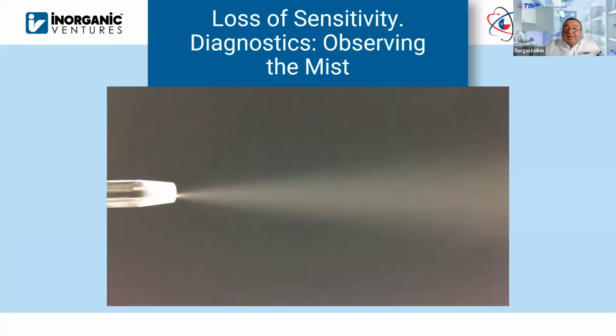So looking at the mist, if you need to, you can pull out the nebulizer right from your spray chamber and just hold it in your hands and observe the mist. It should be solid. You should not see any large particulates, and it should be stable. That will give you some idea of what's going on with your nebulizer.